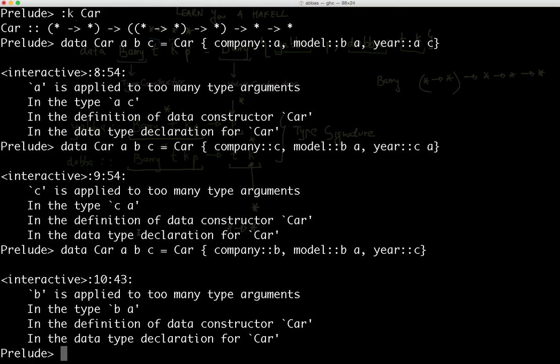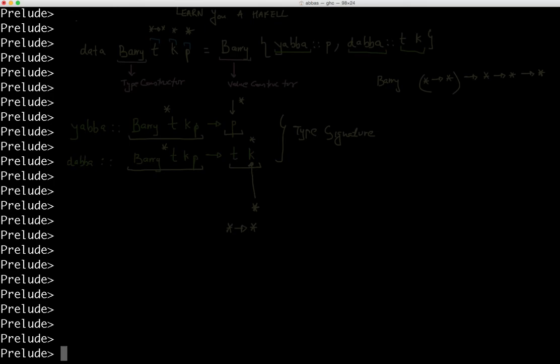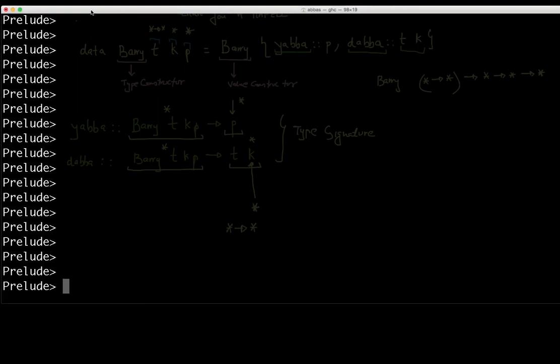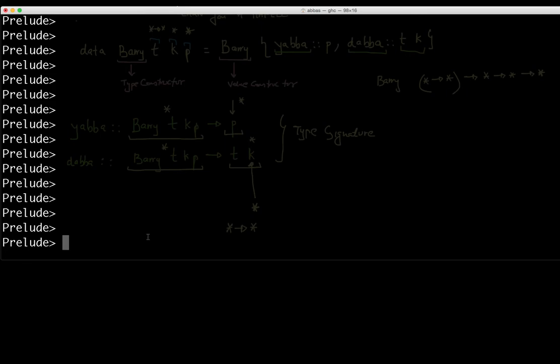Okay, so on my shell here, let's just clear this up a little bit. On my shell here, what I'm going to do now is define, let me just make sure I have enough space here. Let me make this a little bit smaller, and let's make sure this is actually visible. All right, a little bit better. So let's create our Barry T K P equals to the value constructor Barry, which has the first field Yabba, and the second field is Dabba, with T and K, and the first thing I want to get is a type signature for Barry.